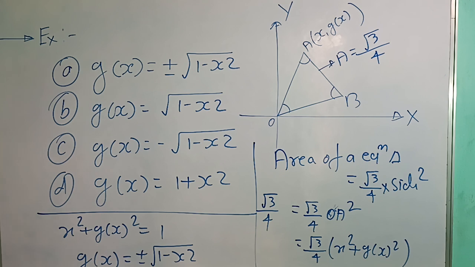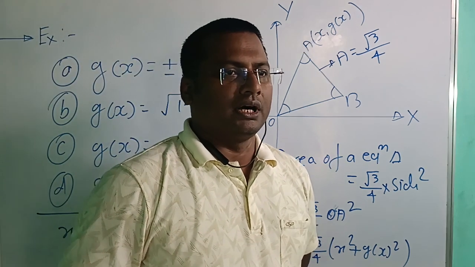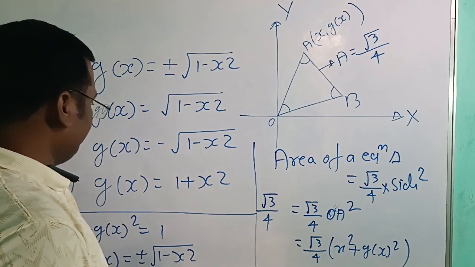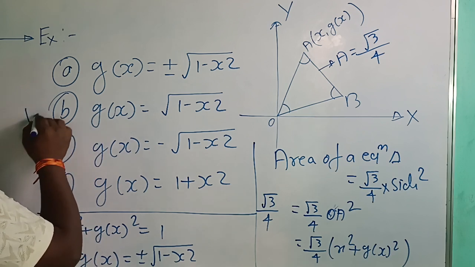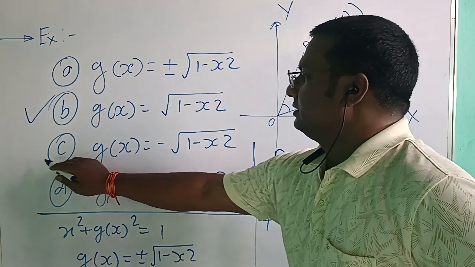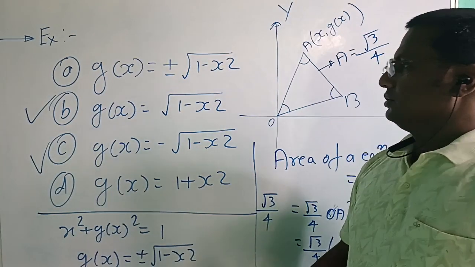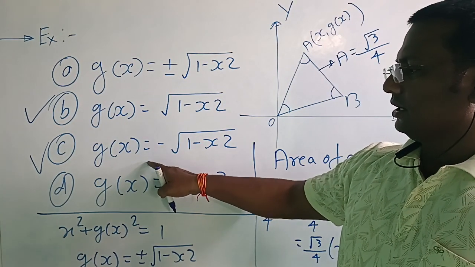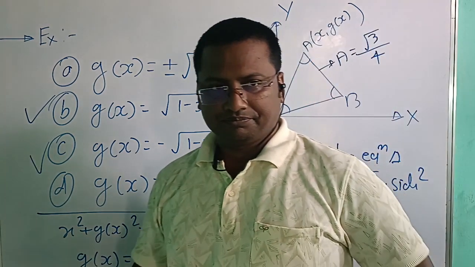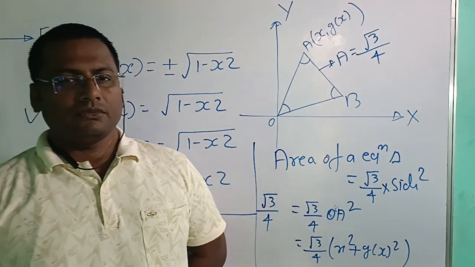But if you take option first, then that is the multi-valued function. If you take option B, it is the single-valued function. If you take option C, this is the single-valued function. So options B and C are the correct options. Option A is wrong.